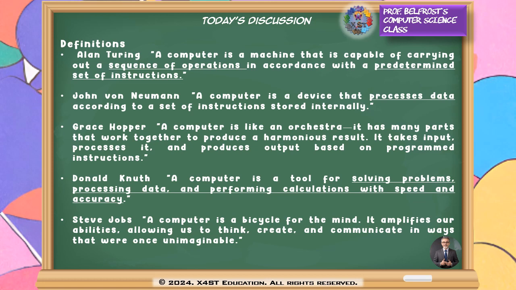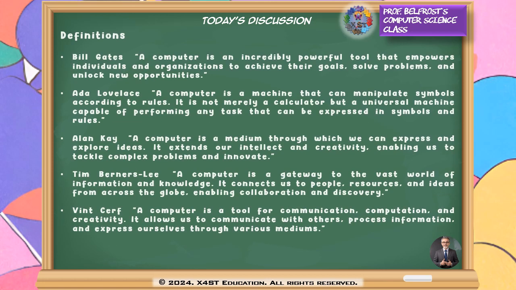Then we have, what again? Ada Lovelace: it's not merely a calculator, but a universal machine capable of performing any task that can be expressed in symbols and rules. So I think that's enough for us to summarize what a computer means.